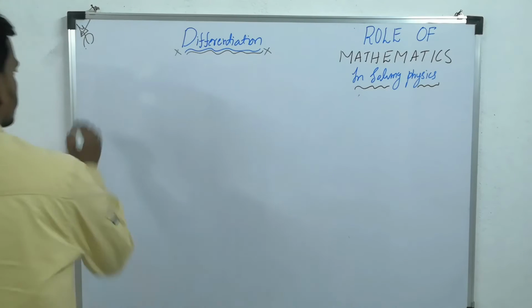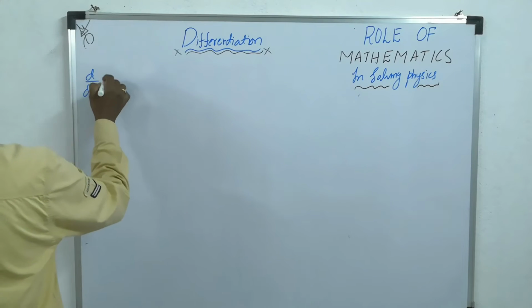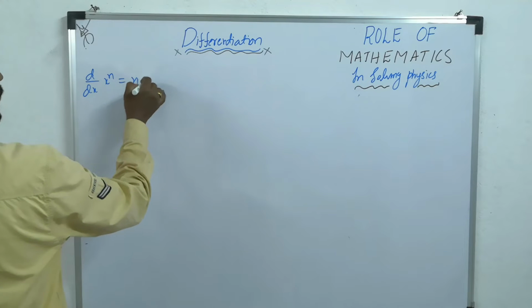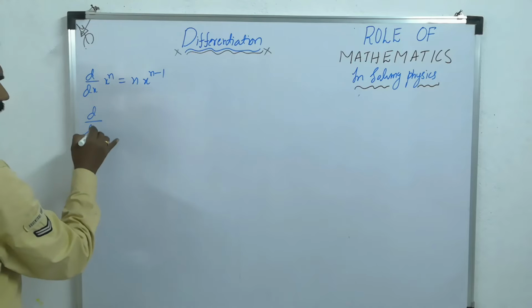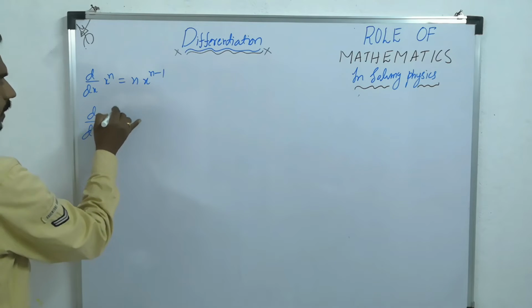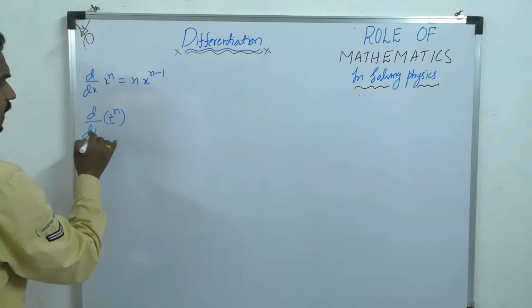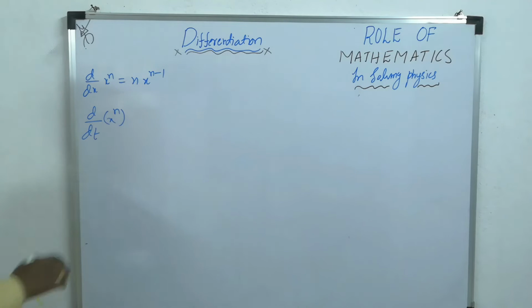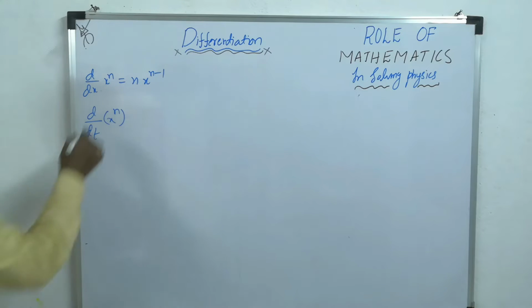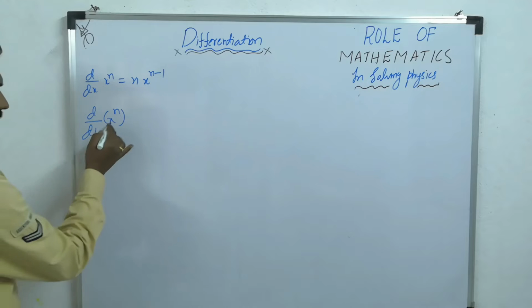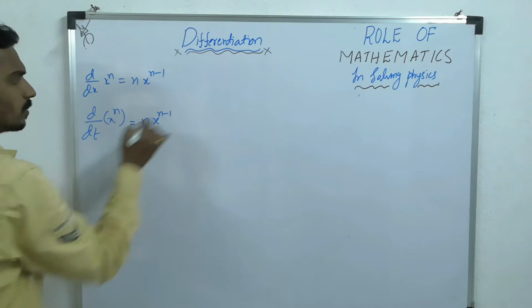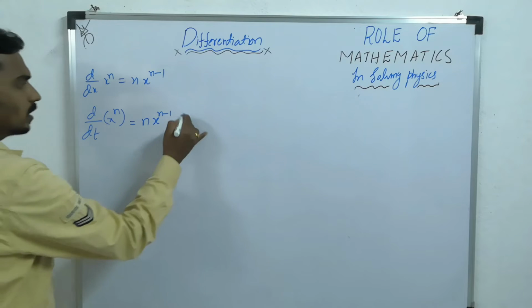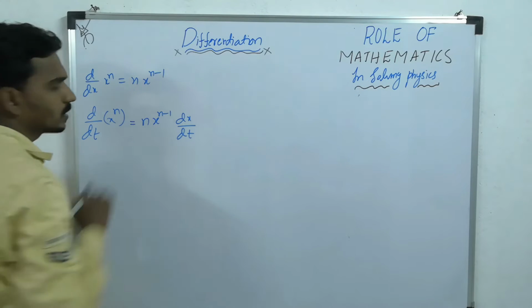What are all those basic formulas? d by dx of x power n is n into x power n minus 1, and d by dx of t power n, or d by dt of x power n. Here the variable and the function are both the same, x. But if it is x and t, the formula is the same, n into x power n minus 1, but here again you have to go for differentiation.